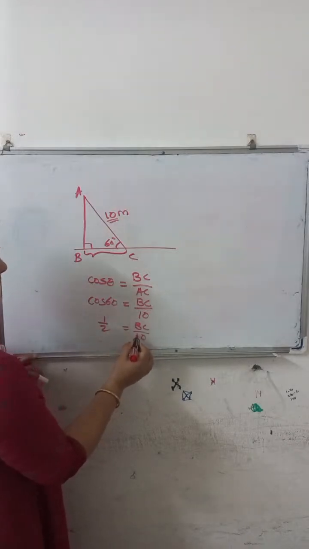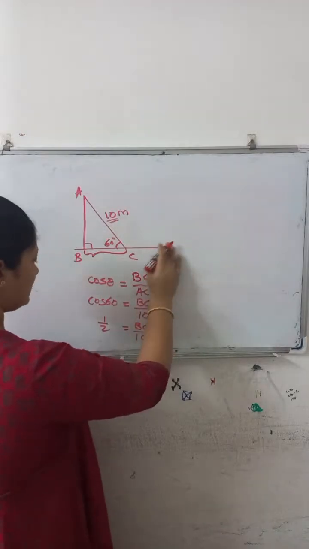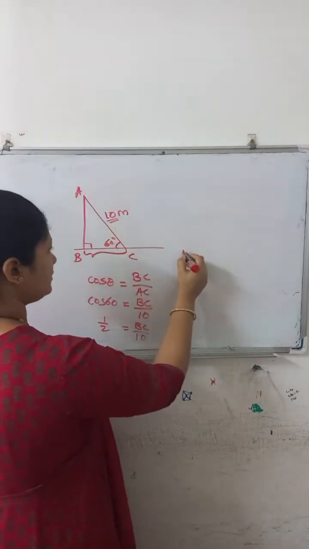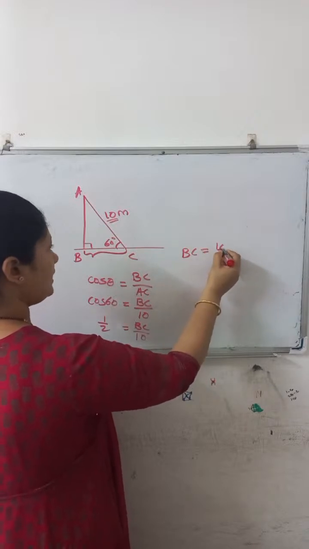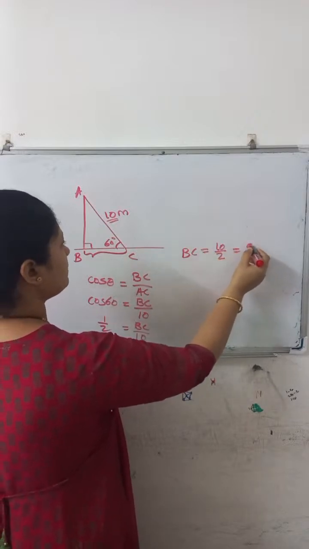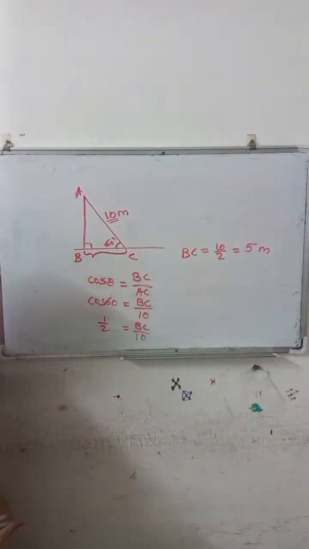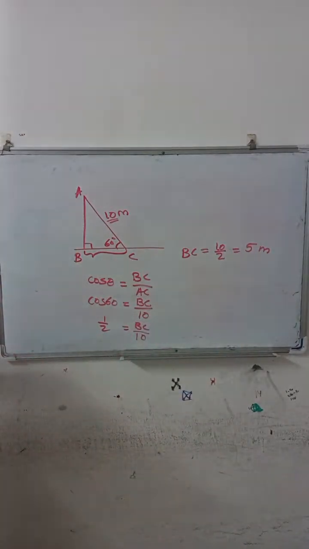I am interested in BC, so transpose that. BC is equal to 10 by 2, that is equal to 5 meters. So this is the answer. So here, what is the option? Yes, option A is the correct option, that is 5 meters. So draw the figure and then solve. You will get the correct answer.